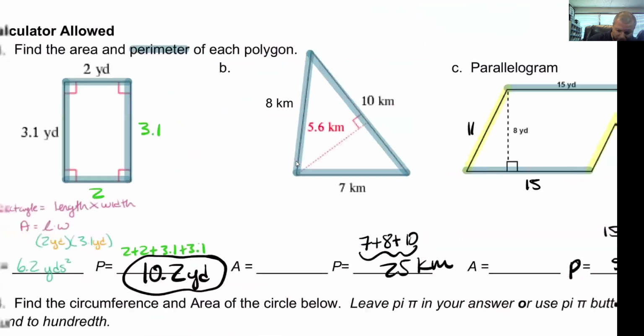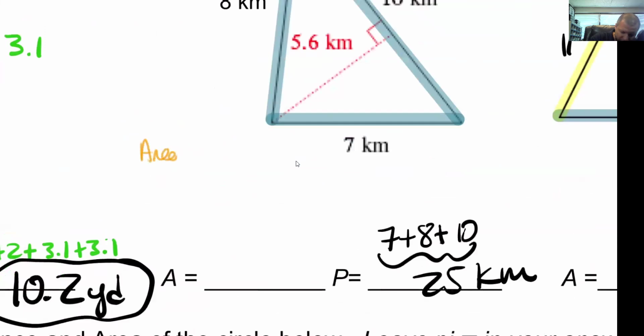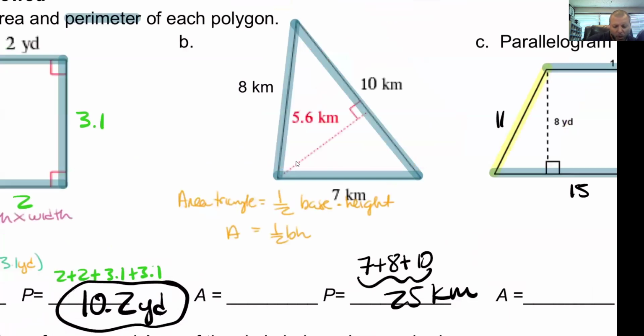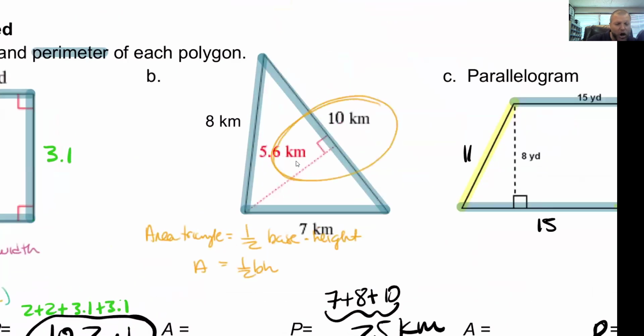For a triangle, I'll do what I said to do. The area of a triangle is equal to 1/2 base times the height. Many times you'll also see it as A equals 1/2 BH. For triangles, the important thing to note is that the base and the height are always going to be perpendicular to one another. They're always going to meet at a right angle. So this 10 is going to be our base. This 5.6 is going to be our height.